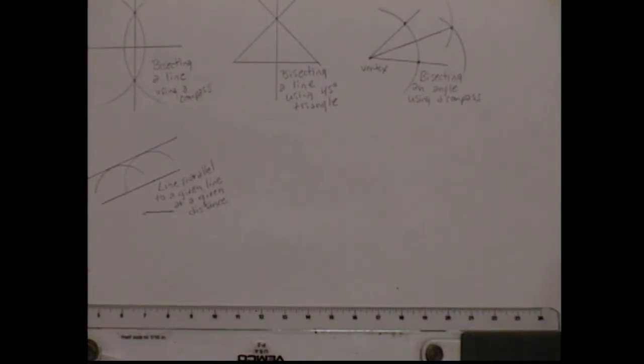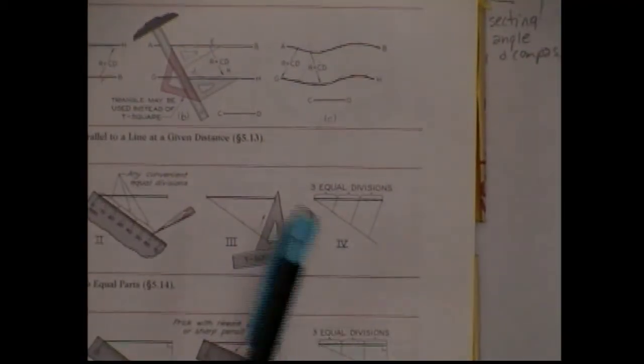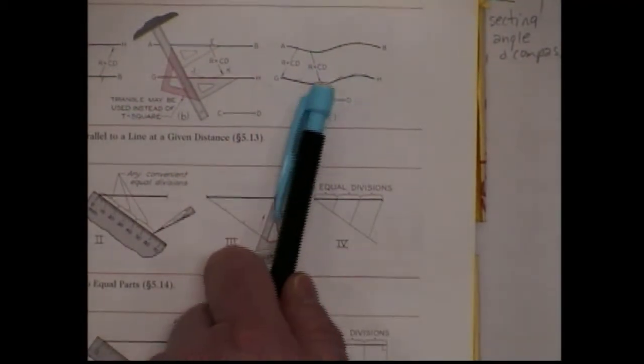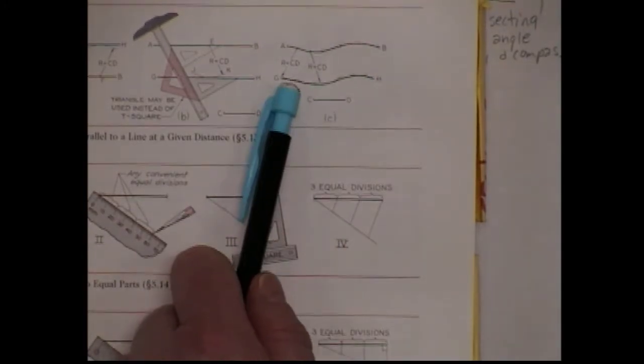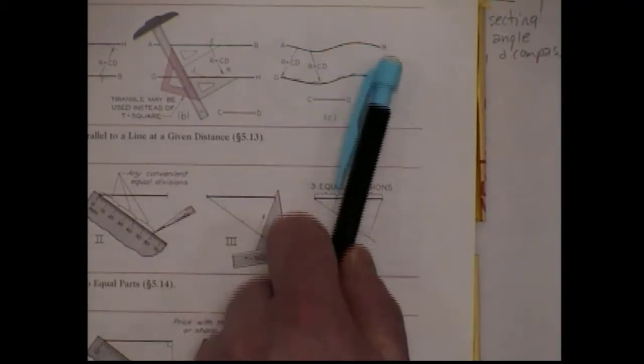Okay, so, a line parallel to a given line at a given distance using a compass. And we could do the same thing. We're not going to do it on our paper, just for time's sake, but we could do the same thing with two arcs. So if we had any kind of ergonomic type surface, we could make a line parallel to that surface using the same method. We would just have to strike more arcs.